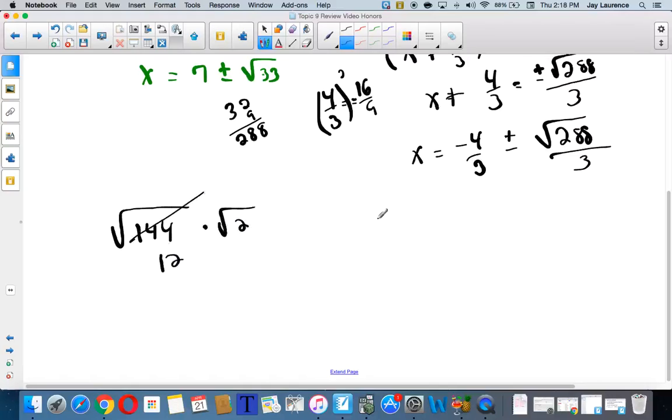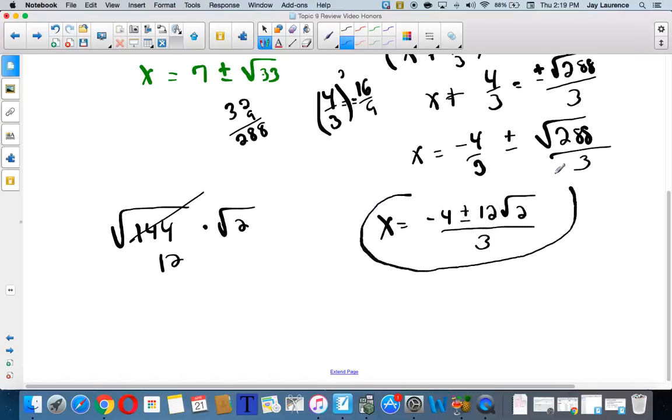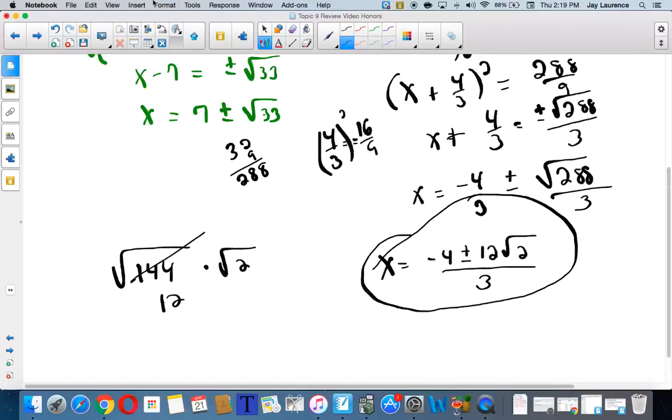So what I really have going on here, I'm going to write it as one fraction. I'm going to have negative 4 plus or minus 12 times the square root of 2 over 3. This cannot be simplified any further. 3 does go into 12, but it does not go into 4. And so if you want the exact answer, there it is. Whoa. All right, so that's completing the square.